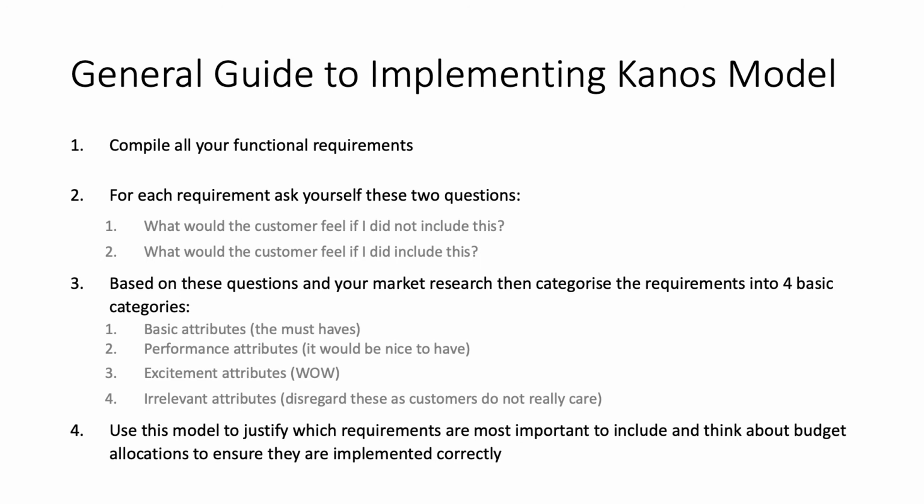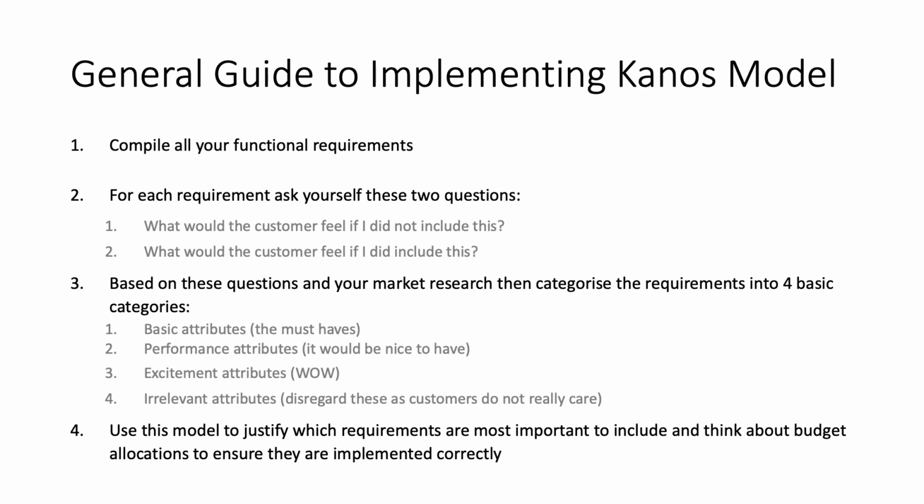Basic attributes will typically cause unhappy responses, such as anger, frustration, or annoyance to the first question, and neutral responses to the second. Conversely, excitement features trigger delight and surprise to the second question, and neutral responses to the first. Now, if you find yourself answering these questions with a response like, depends on how well it's done, or does it do it better than others on the market, then you're typically looking at a performance attribute.